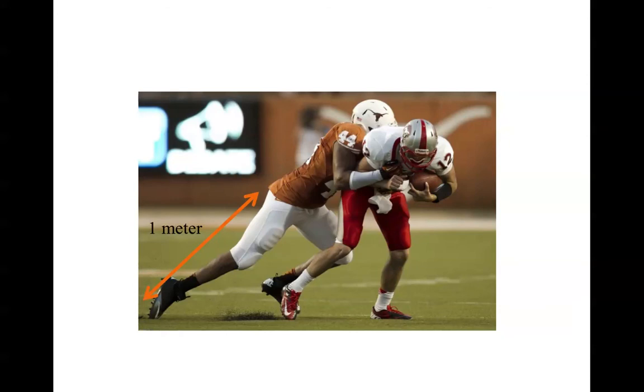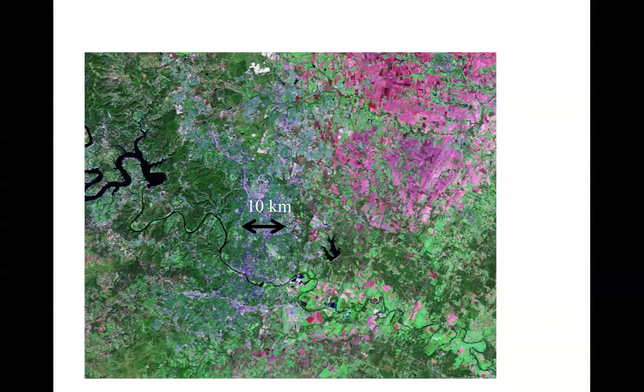A human being has a size between 1 and 2 meters typically, and this size scale is typical of many of the objects that we deal with in everyday life. As we move beyond what's immediately around us and start to look at our larger surroundings, the size scales get considerably larger. Here's a satellite image of the Austin metropolitan area, with the dark area on the left being Lake Travis and the dark area on the right being Decker Lake. In between is the city of Austin, and the double-headed arrow shows you a distance of 10 kilometers, which is about the distance across town, about 6 miles.